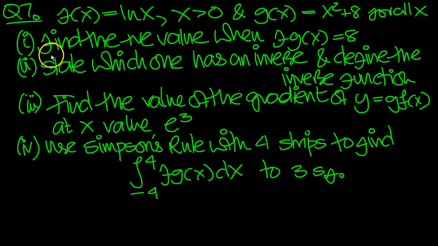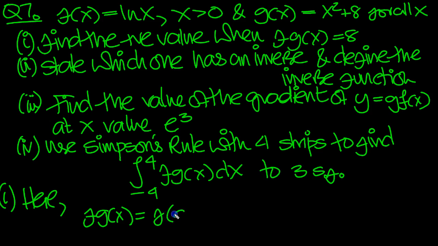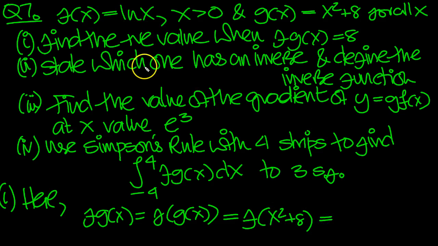Summarize the question here. So part 1 then. Find the positive value when f of g of x is 8. So f of g of x, and g of x is x squared plus 8. And f sends something to log of something, so that's log of this. And this is supposed to equal the value 8, isn't it?